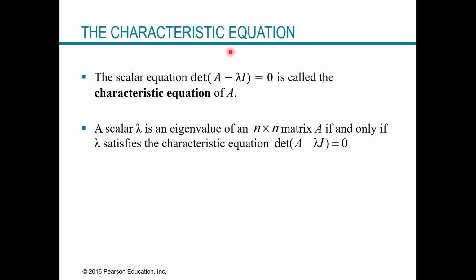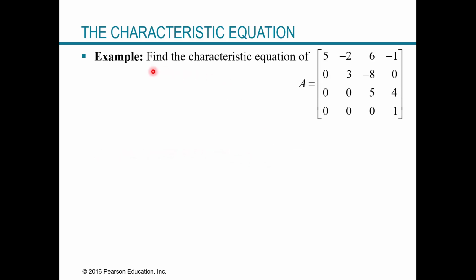Now, the title of the section was characteristic equation, and here it is. The scalar equation where we have the determinant of A minus lambda I equals 0, this is what we're calling the characteristic equation of our matrix A. And so a scalar lambda is an eigenvalue of an n by n matrix A if and only if this lambda satisfies the characteristic equation. Okay, so let's try this out.